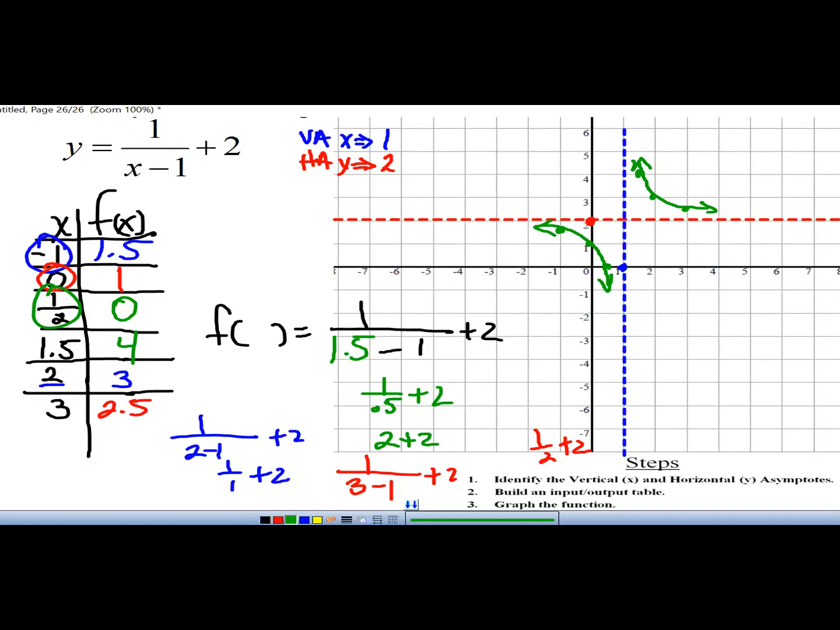But it's doable. All right, let me relaunch this poll really quick, to see how comfortable you are now that you saw it with this one that has the transformations. According to the process, once again, we identify the vertical and horizontal asymptotes. We build an input-output table, and then we graph our function. Yes. So once again, guys, I'm going to stop right there.